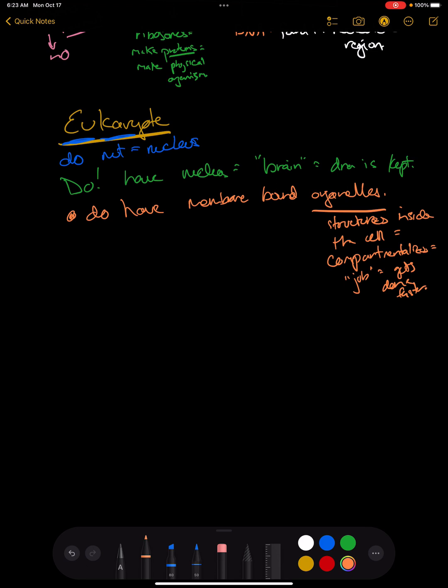If I were to give you 5 different papers and say, hey, you have to get these done, are you going to get them done faster if you concentrate on one paper at a time, or if you try to do all 5 at the same time? You're going to get them done faster when you do one at a time, right? That's just what compartmentalization is. If you start dividing up the work, then it gets done a lot faster. So they do have membrane-bound organelles.